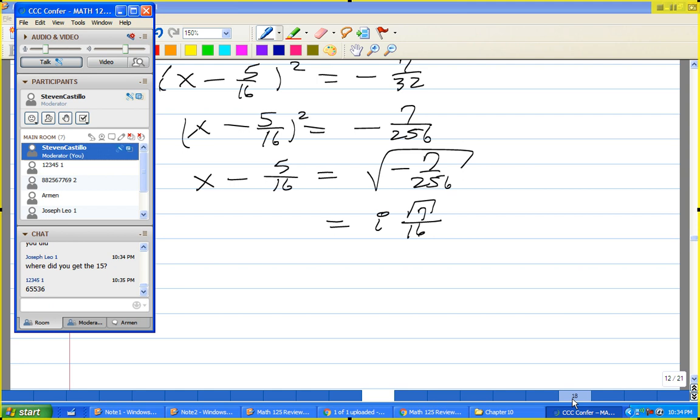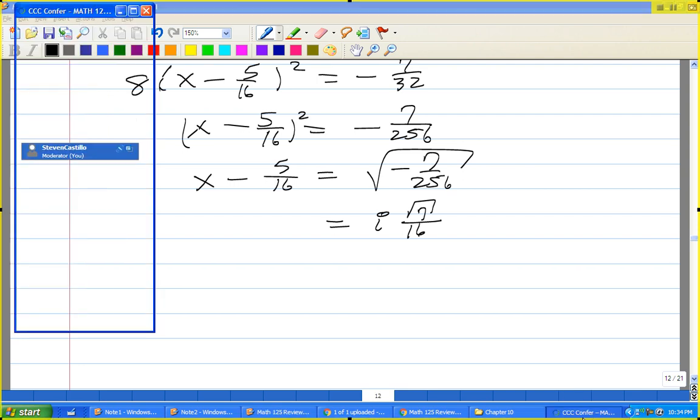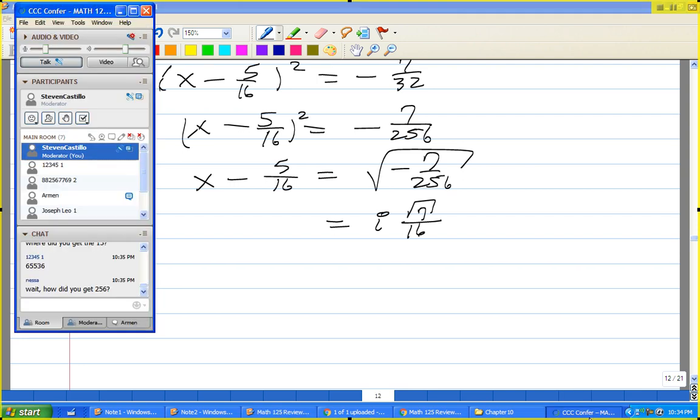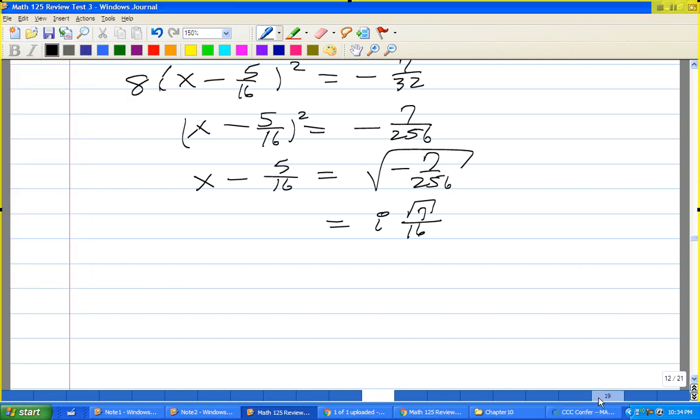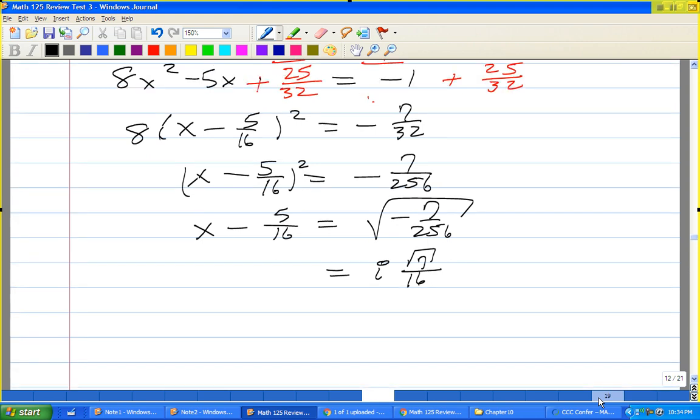It's a square root, not the square. So you take the square root of 256. That'll give you 16. Okay? Oh, how did I get 256? I multiply both sides of my equation by 1/8. So divide by 8, same as multiplying by 1/8.